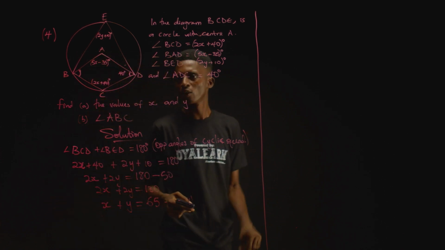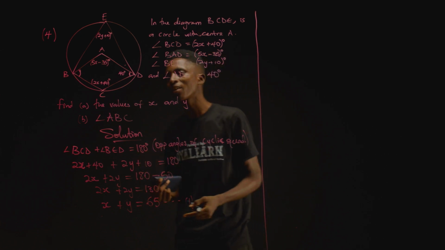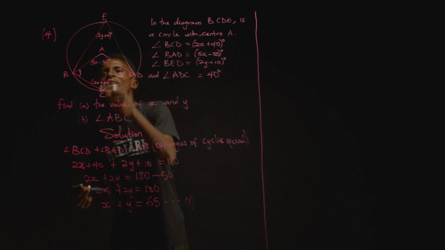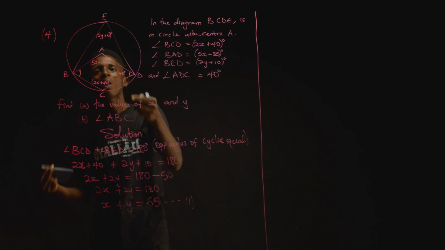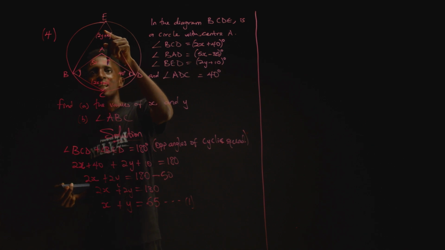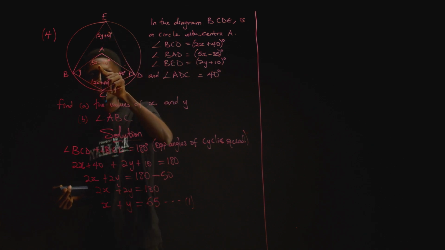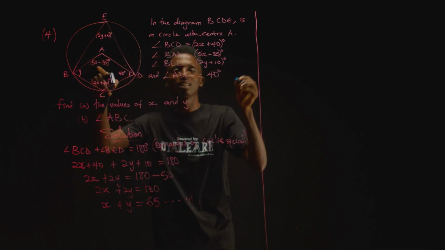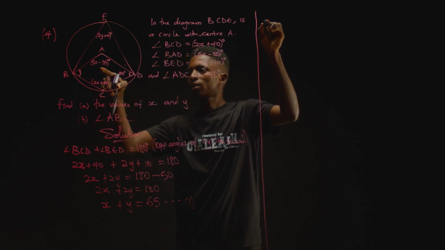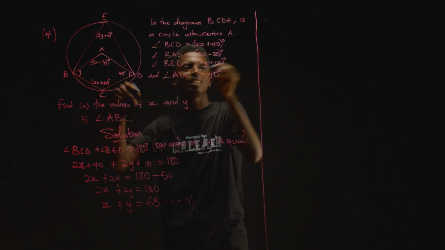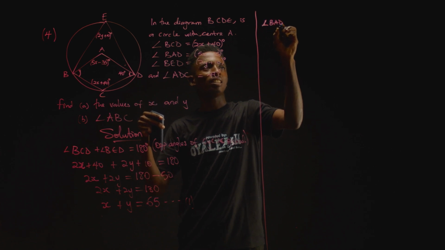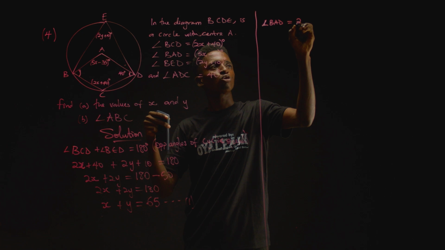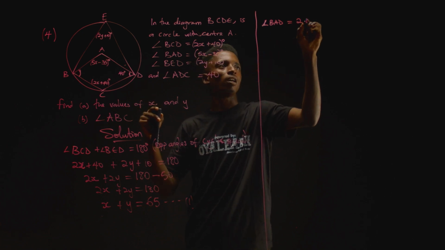And then with this, we can go on to find another theorem that would help us. Now, we know that the angle that subtends at the center is twice the angle at the circumference. So twice of this should give us this angle here, right? So what I'm saying is this, that angle BAD should equal twice of BED.